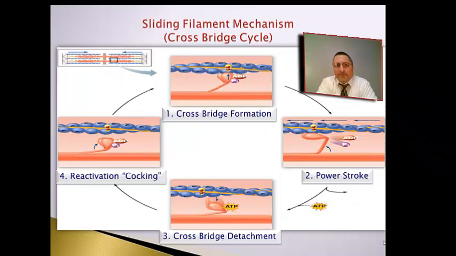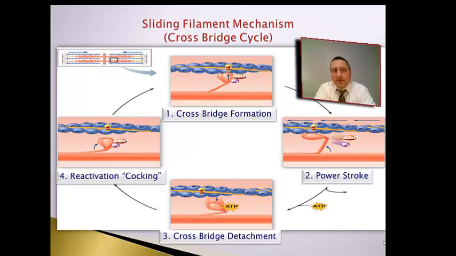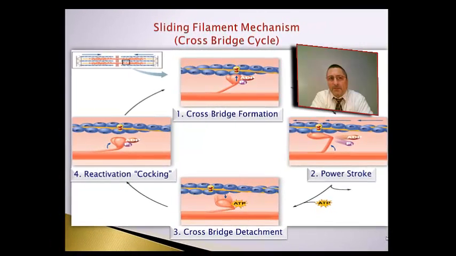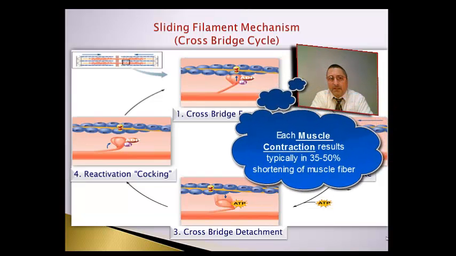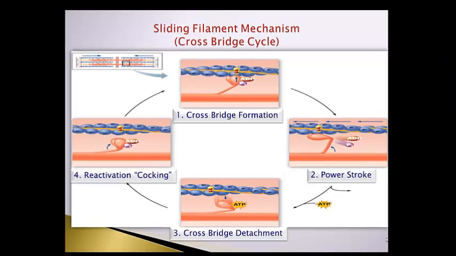From that video, you could see that there were basically 4 steps in the process of a contraction. Now, each one of these cycles, if you want to think of it as a cross-bridge cycle, would represent maybe 1% of the overall muscle contraction. Typically, a muscle will contract about 35 to 50% of its possible contraction strength, which means it shortens by about 35% of its overall length when contracted.